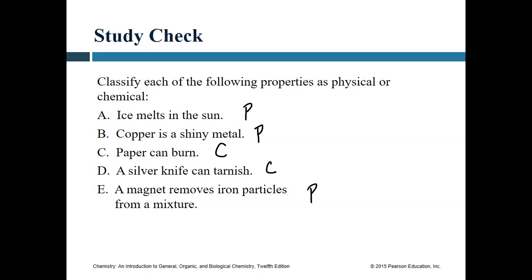If you boil off the water and leave behind the sugar, yes, you've done a change, but it's a physical change. The water in the mixture is water before and water after. The sugar in the mixture was sugar before and sugar after. It looks different, but chemically it's the same. And that's why it's physical. Other questions?